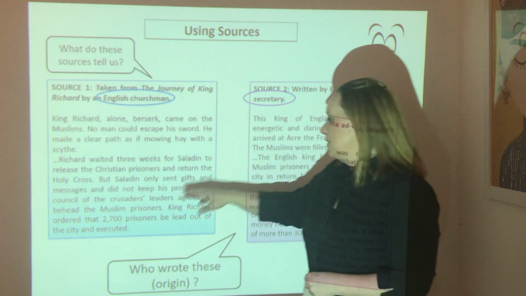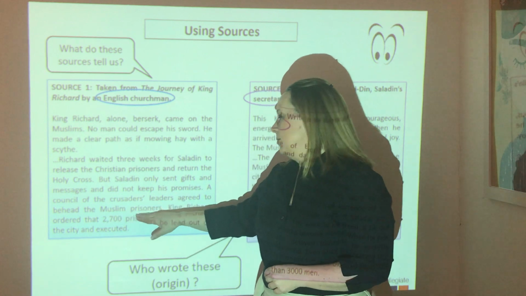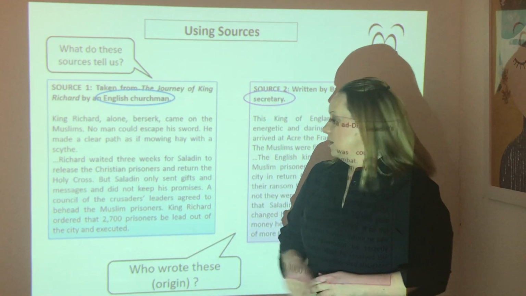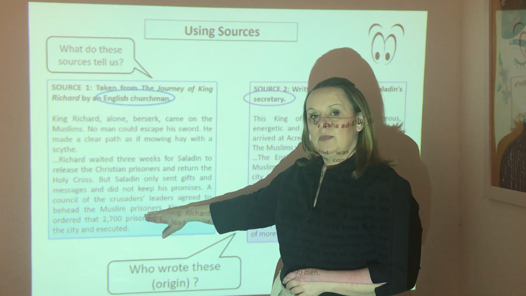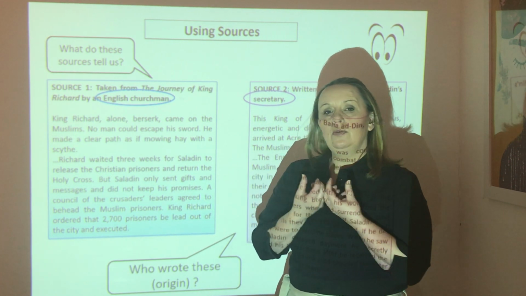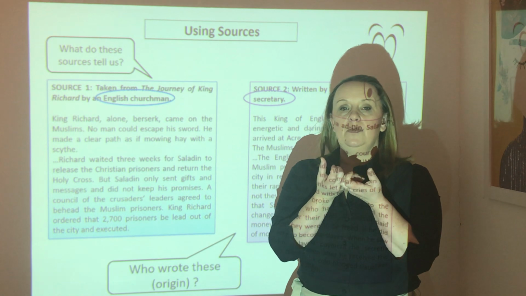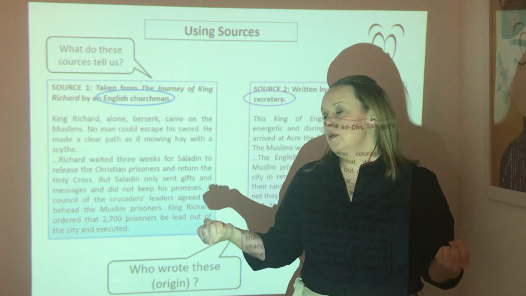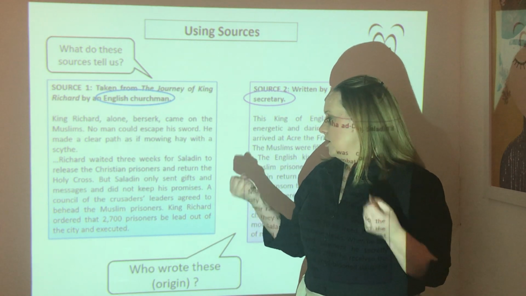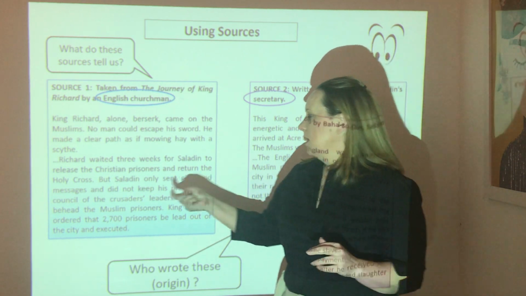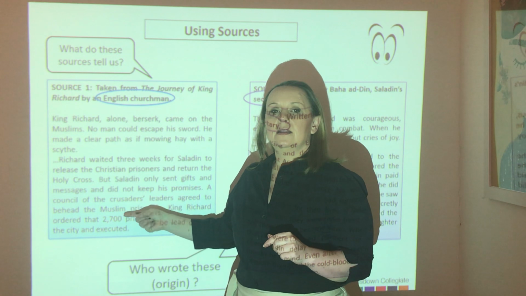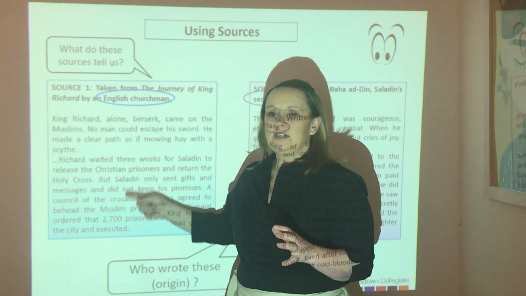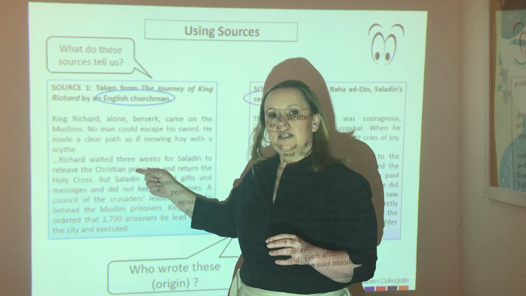Okay, so the Crusaders agreed to behead the Muslim prisoners. So this is the first time we find out that actually there are Muslim prisoners as well. So both armies, both religious armies, have taken their own prisoners. So really, we should be thinking, well, if they've got Christian prisoners, then we should have Muslim prisoners. So it's okay, because they've got our prisoners.